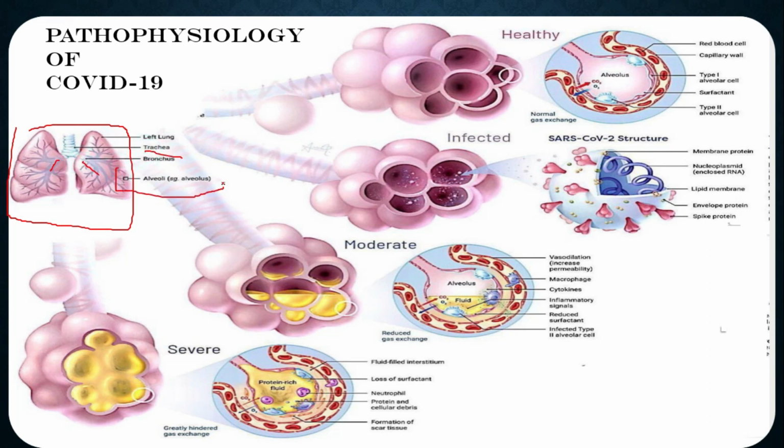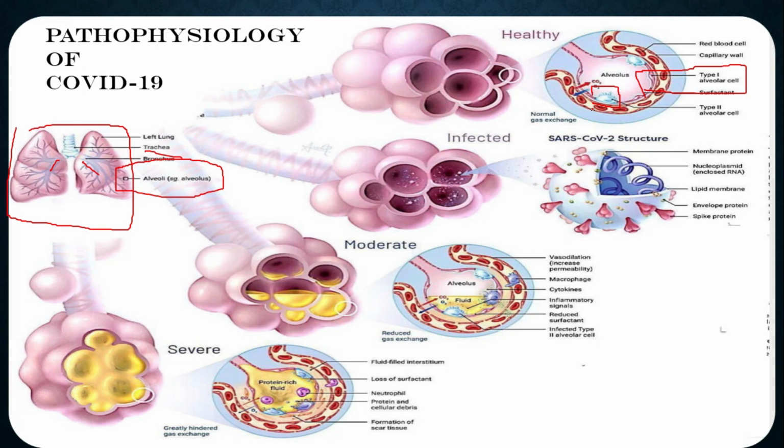Okay, and it contains alveolus, and this is the place where COVID-19 or coronavirus will affect. Alveoli are responsible for the exchange of gases, that is, they absorb oxygen and release carbon dioxide. As you can see here, there are 2 types of cells, type 1 alveolar cell and type 2, this blue color. These 2 cells are called alveolar cells.